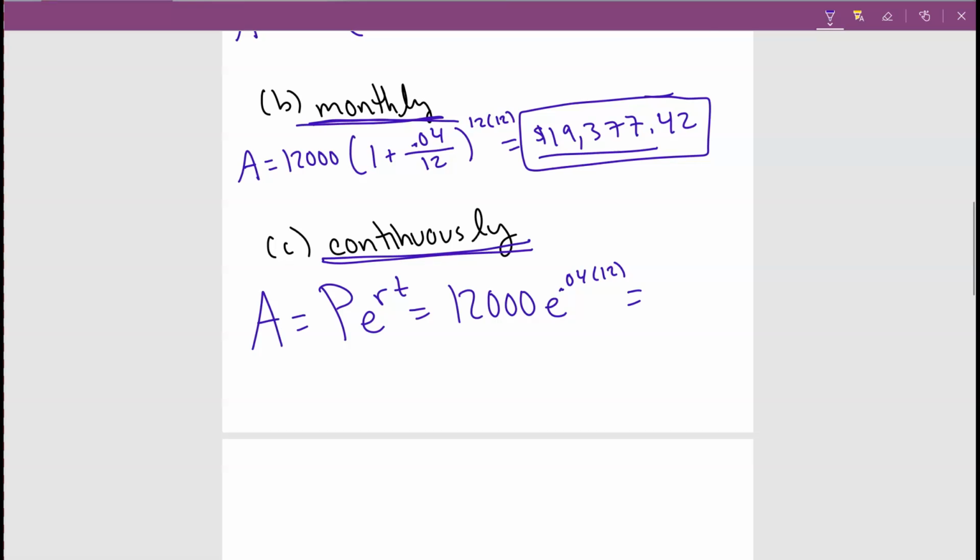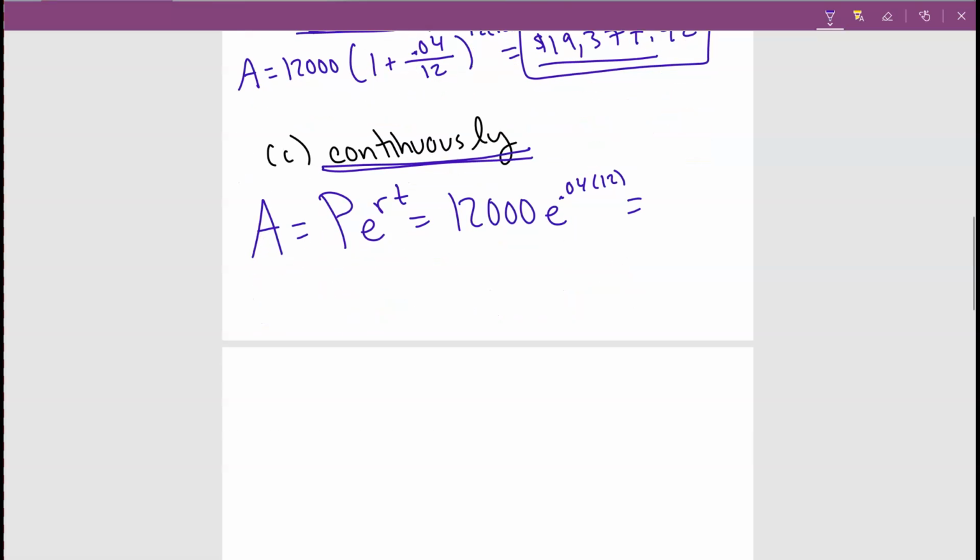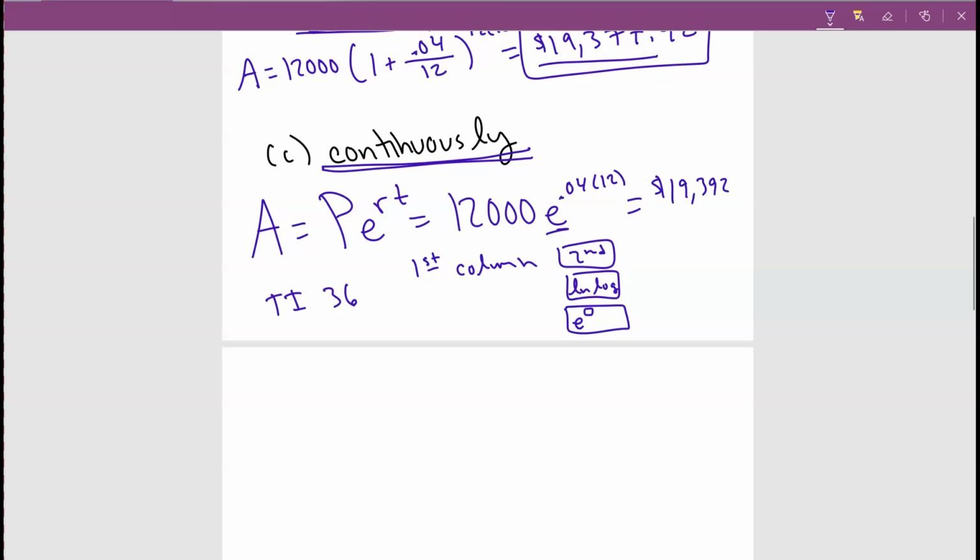Now, your e, if you're using the TI-36, look at the first column, where you're going to see the second button, then you're going to see ln and log. Right below that, the third button, you're going to see e and then a box. You're going to press that button to get this e. So you're going to put 12,000, then e to the power of 0.04 times 12. And what you're going to get is $19,392.89.